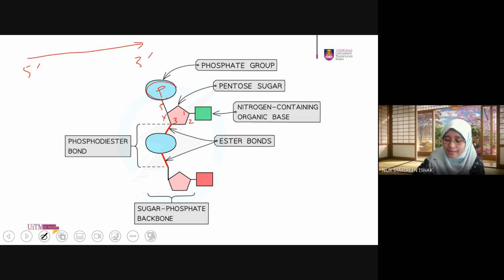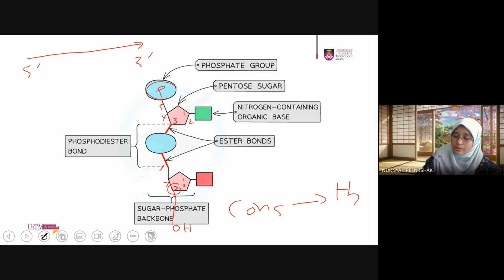Okay, and then the next nucleotide, this is carbon number 1, 2, 3, 4, 5. Number 3 here is attached to a hydroxy group. Because it is attached to the hydroxy group, it is involved in the condensation reaction that removes a water molecule, right? So the hydrogen is taken, and the OH from the phosphate will be removed also to form a water molecule. So this is the backbone, a repeating unit of phosphate and sugar.